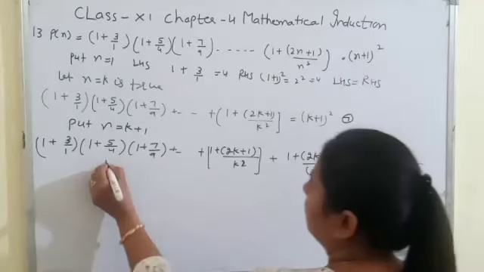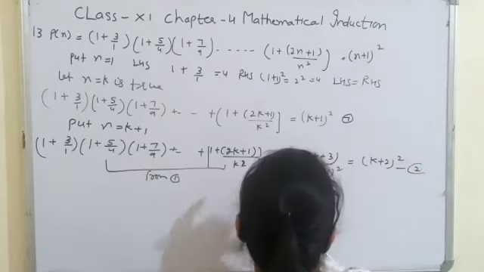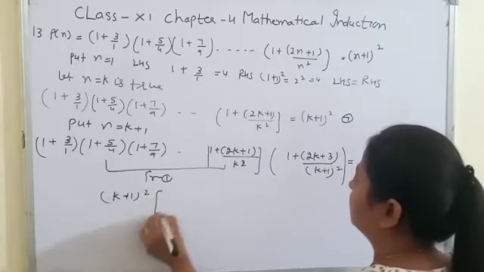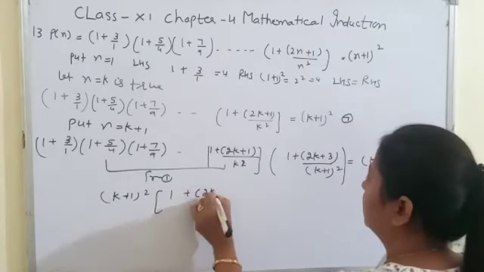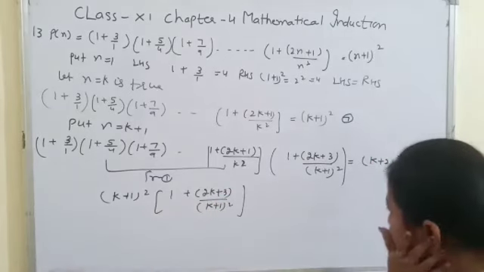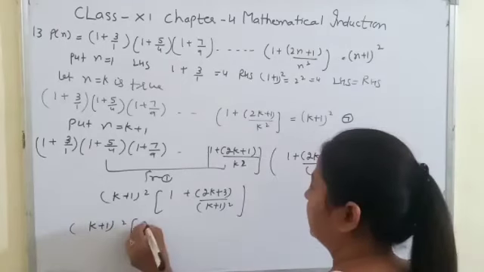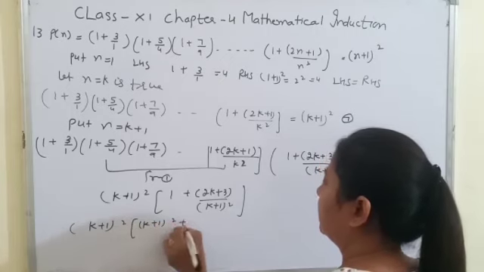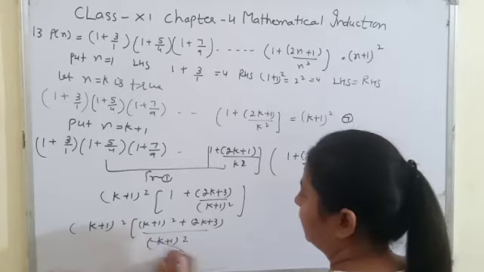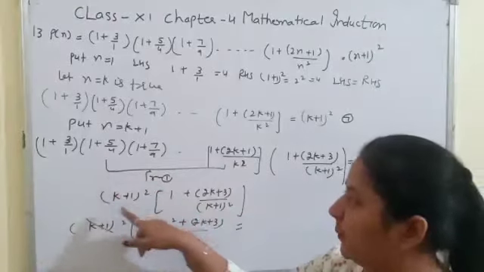So from the first, in place of this we can write (k plus 1) whole square, and 1 plus (2k plus 3) upon (k plus 1) square. Take the LCM: (k plus 1) square plus (2k plus 3) upon (k plus 1) whole square, we can cancel. Here you can see there is no positive sign, so we have to do the product for this term.